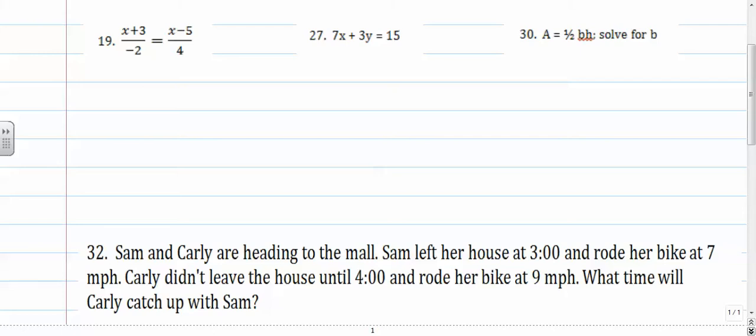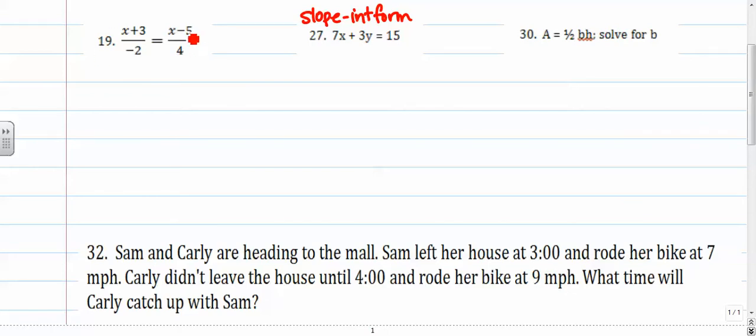Okay, guys, a few of you requested some different types of problems that you wanted to hear me talk through for the review tonight. So here's what I have. I've got a proportion, which was number 19. I've got one of those problems where we're trying to solve for y and actually write it in slope-intercept form, which was number 27. Number 30 was one of those formulas where we're solving for a specific variable. And then number 32 was a word problem. So that's what I'm going to be doing. Hopefully that'll work out for you.